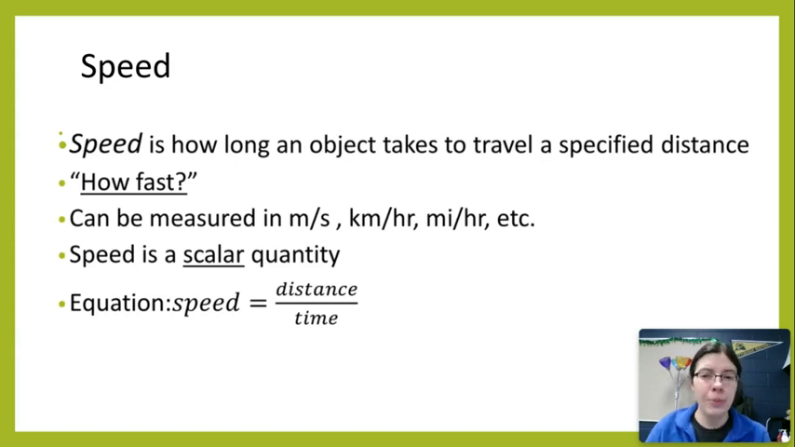Okay, so speed is a description of how long it takes an object to travel a specific distance. In other words, it's answering the question, how fast is something going? And there's a number of different units we can use, such as kilometers per hour, meters per second, miles per hour, etc. One important thing to note is speed is a scalar quantity. So I always think speed begins with an S, scalar begins with an S. That's how I keep those straight. And the equation for speed is distance divided by time.